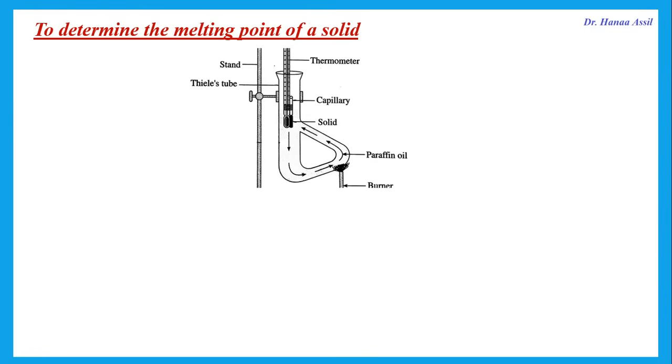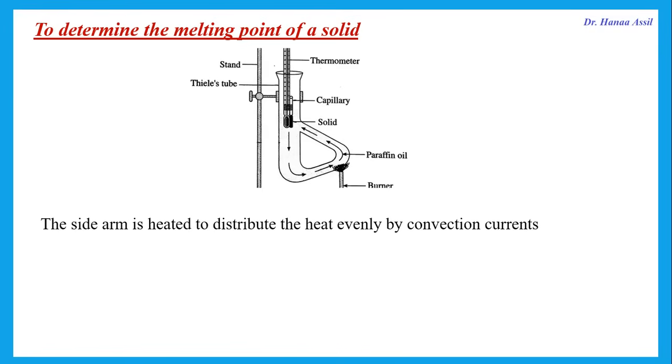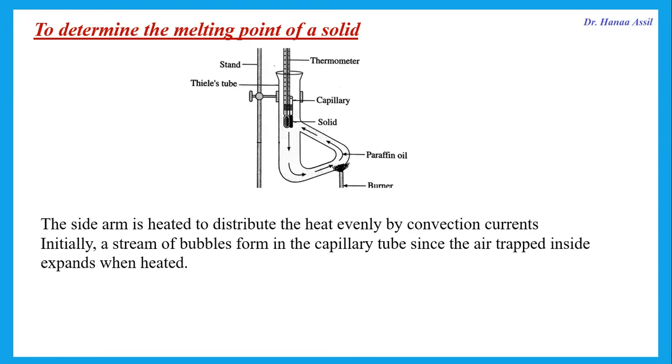To determine the melting point of a solid, we use this kind of apparatus. This kind of apparatus is called a Thiele tube. This is something with a side arm, and the side arm is heated. It contains paraffin oil, so when the side arm is heated, the heat is distributed through it by convection currents. The solid, if you notice, is inside a capillary tube.